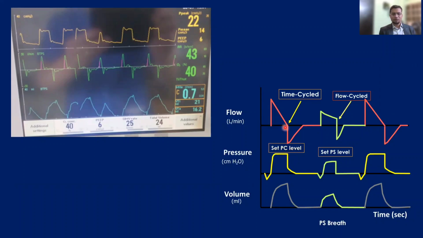So this is the time cycled control breath, and this is the flow cycled breath, because you can see it is getting cycled earlier, above the baseline. So this is the flow cycled breath. After reaching a certain flow, the ventilator is cycling the breath. So that is your way of recognizing the spontaneous breath on pressure support on SIMV mode.